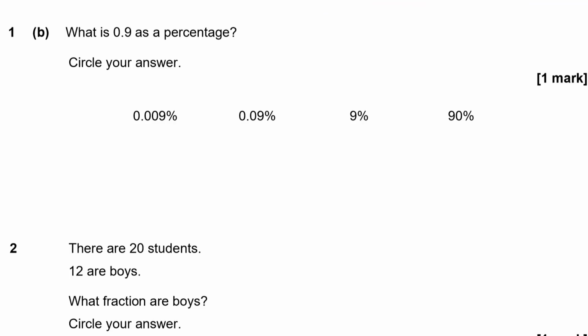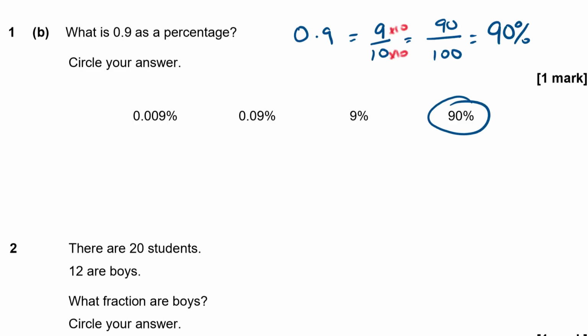Part B says, what is 0.9 as a percentage? Again, can I write that as a fraction? After the decimal point, you've got tenths, haven't you? So 0.9 is the same thing as 9/10. And again, rewriting that as a fraction over 100, I can do that by multiplying top and bottom by 10. So 10 times 10 is 100. 9 times 10 is 90. So 90/100 is the same thing as 90%. So that's my answer there.